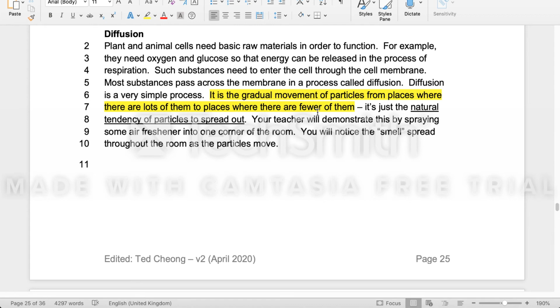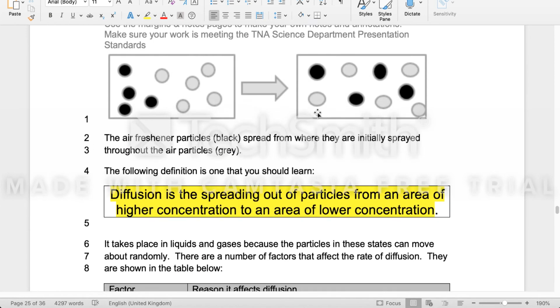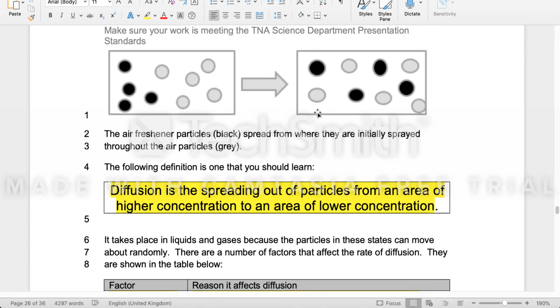All right? Okay, so this picture here, I don't really like it because it doesn't really do a very good job of explaining diffusion, but this is a visual representation of the air freshener particles. So the air freshener particles would be black and the air particles would be gray, and you'll notice that the black particles are all concentrated in one corner of the box, and then after a while, as time moves on, the black particles are spread out to the entirety of the room. Okay?